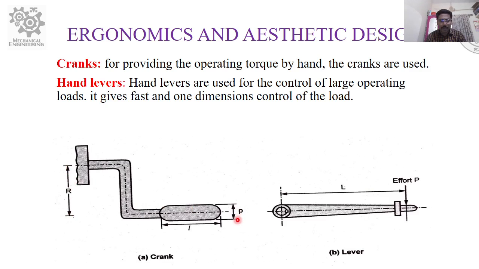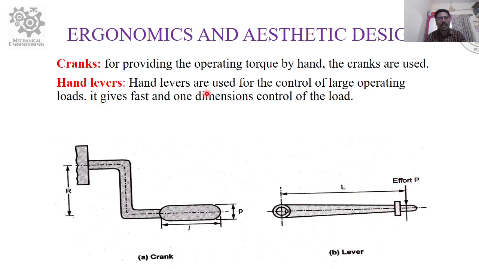So this is the distance p we are using, and this is the length of the crank. These are overall the hand cranks we operate by hand. Next we go for levers. For levers, this is the overall length of the device, and the effort P is applied here.